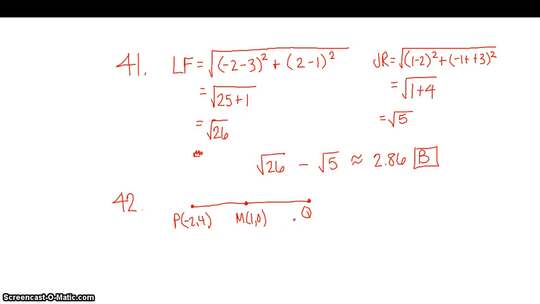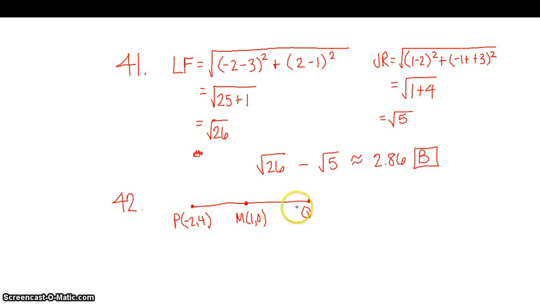So in my answer key, I said there's two ways. So one way would be to use the distance formula to find this length. And then since this is the midpoint, we could just double that. Okay, so that'd be one way. Option one is that you would find the length between P and M. And since M's the midpoint, you would just have to double that to get the whole length PQ. That's the shorter way. That's option one.